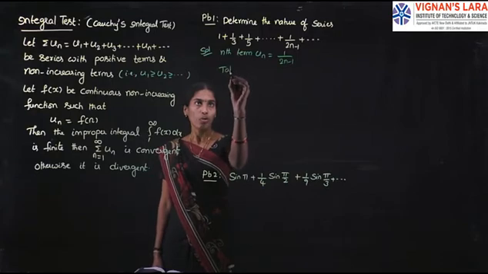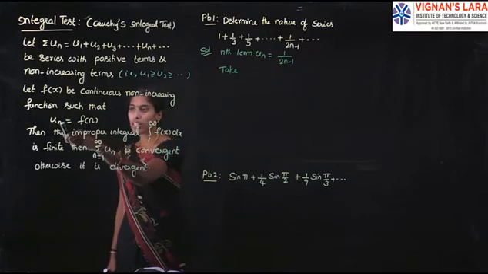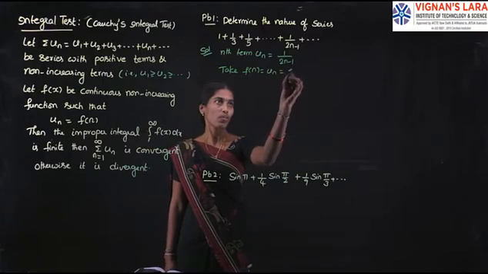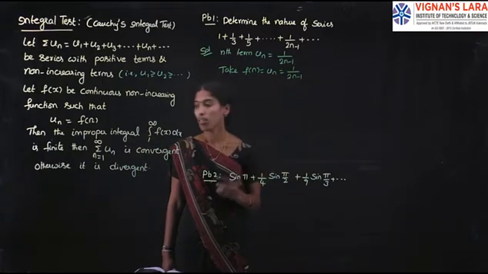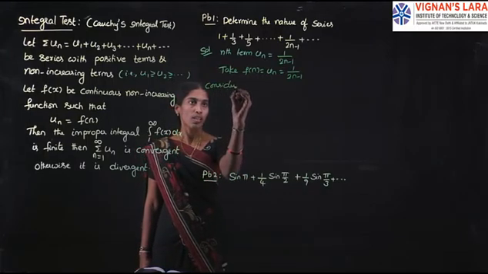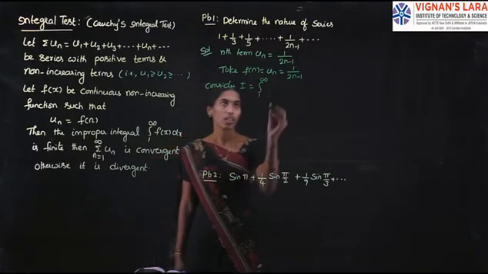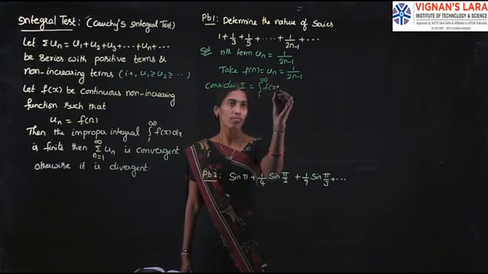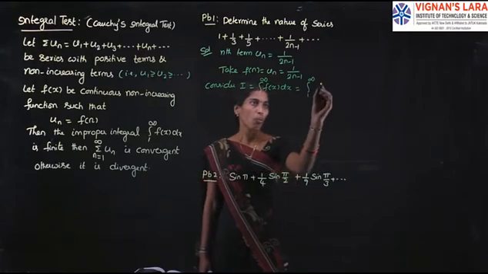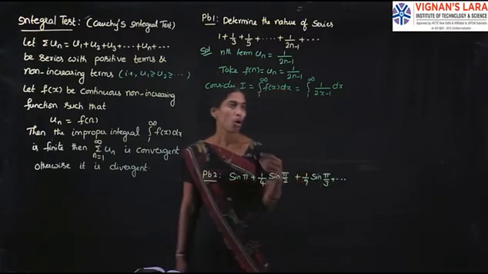Now here, how to take f of x means we have to write f of n is equal to un. So take f of n is equal to un is equal to 1 by 2n minus 1. Then consider the improper integral. Consider I is equal to integration 1 to infinity f of x dx. So what is f of x? 1 by 2x minus 1 dx. Right? You know how to integrate it.